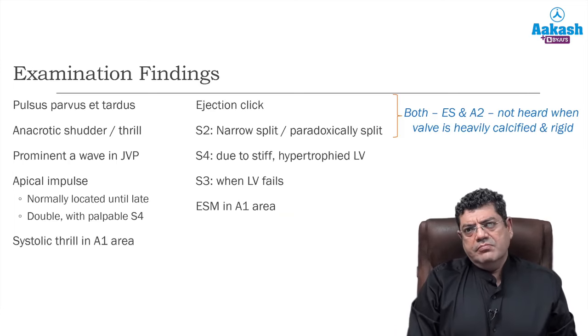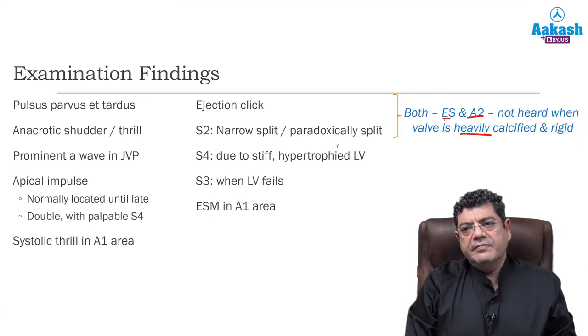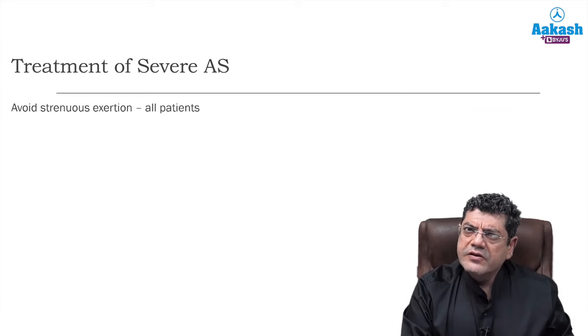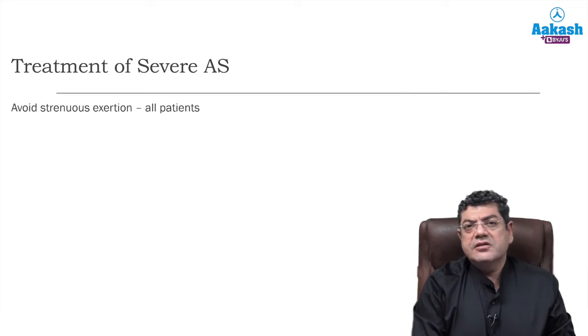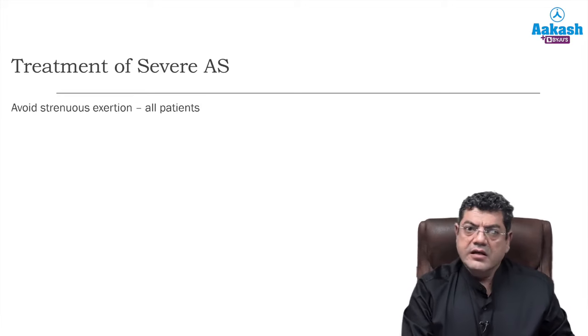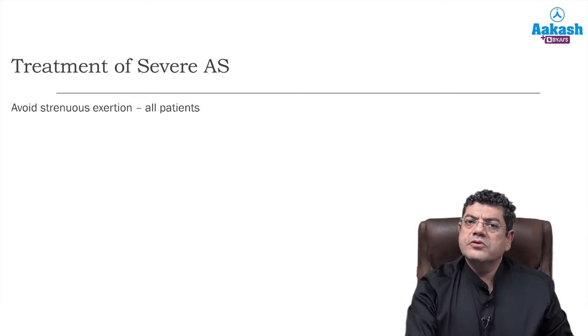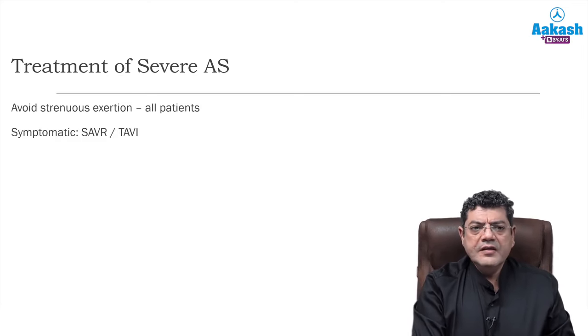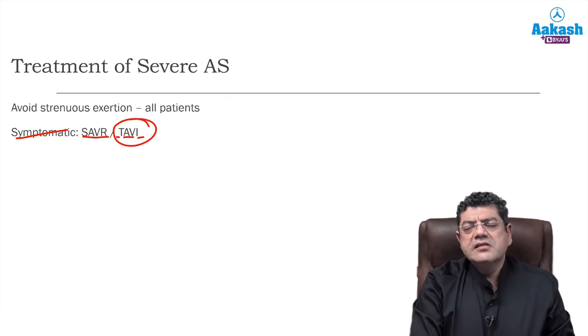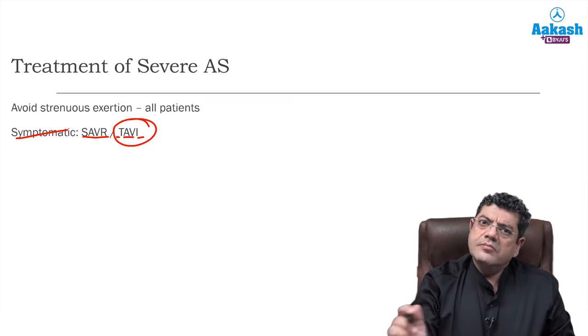Both the ejection sound and the A2 will disappear when the valve becomes heavily calcified and rigid. How do you treat severe aortic stenosis? You tell all patients, irrespective of whether they have symptoms or not, to avoid strenuous exertion because they can't increase cardiac output. They have a fixed cardiac output. If they are symptomatic, they need surgery. You could either do a surgical replacement of the valve or a transcatheter aortic valve implantation. TAVI is the procedure of choice now, and I will come to that in a second.